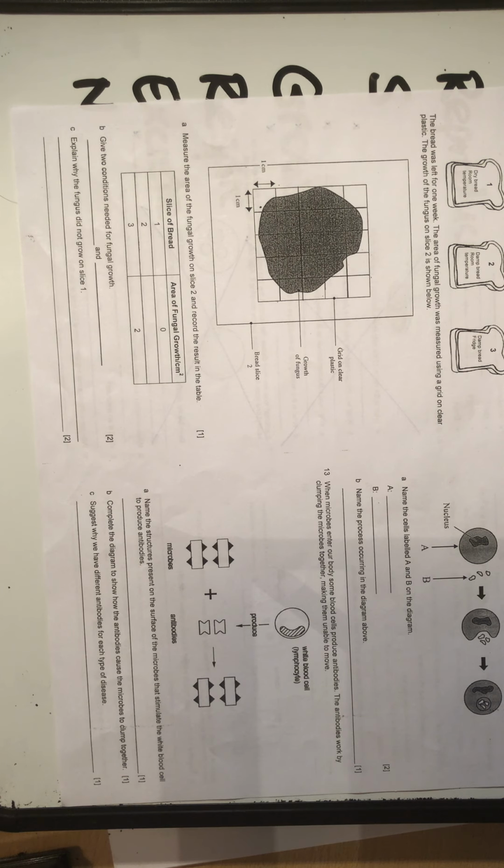Most people wrote warm temperature and water or moisture. You could also have put oxygen there as well, but you got a mark for warmth, moisture, or you could have had oxygen as one of those. Then explain why the fungus didn't grow on slice 1.